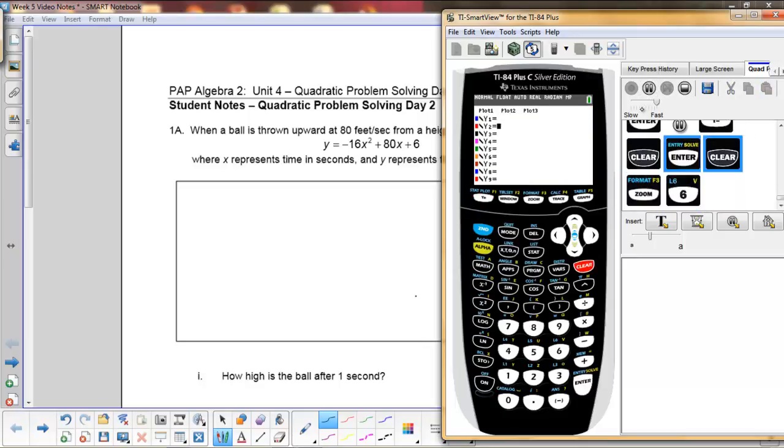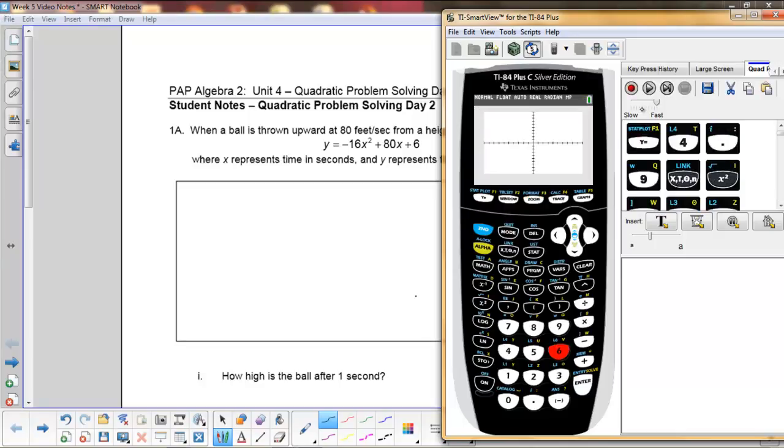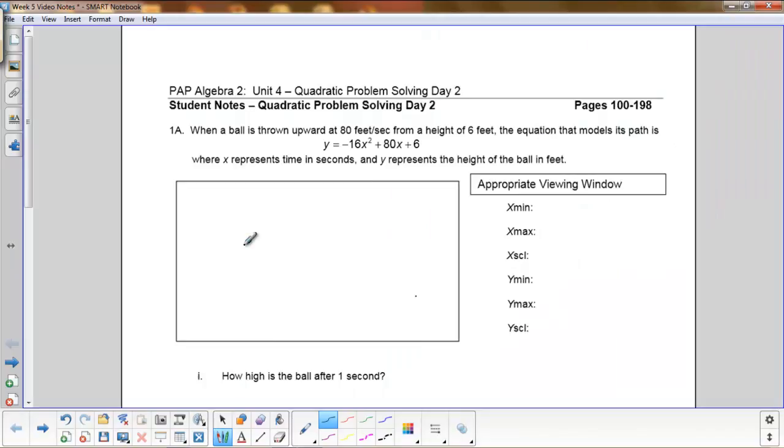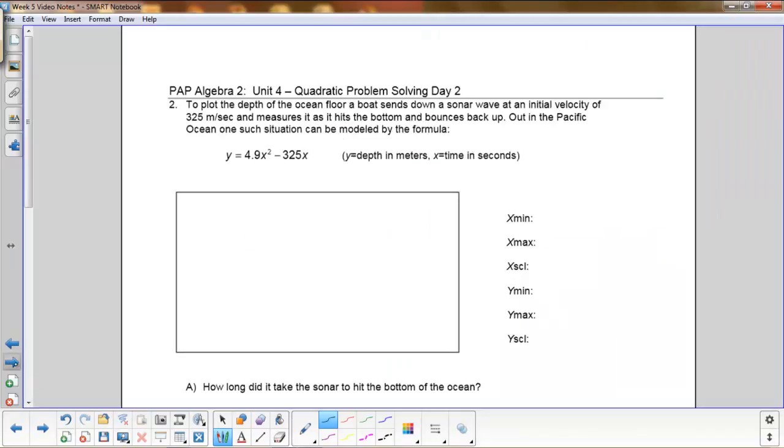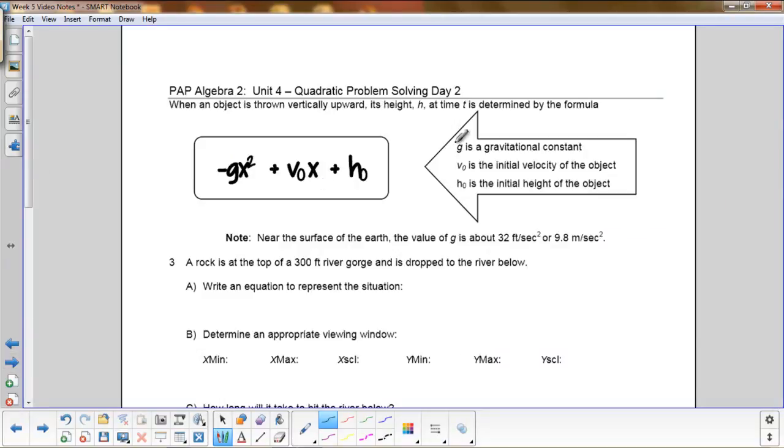All right, I'd like you to go ahead and solve the remainder of the problems on your own. That's only question 3 and question 4. What I'd like to do, though, before I stop the video, is give you a chance to understand what the vertical motion formula looks like. And this is going to be negative g x squared plus v sub 0 x plus h sub 0. And then this gives you the information that you're going to need in order to solve this.